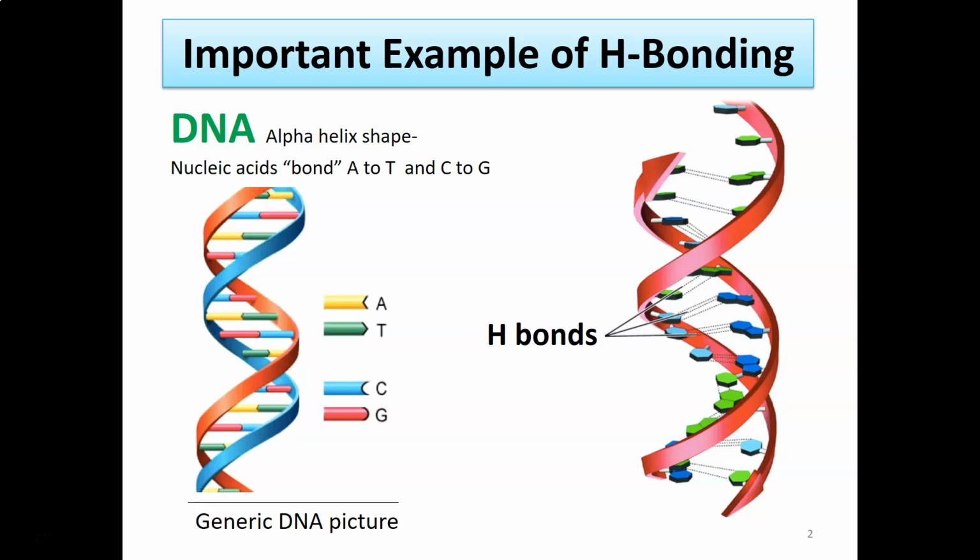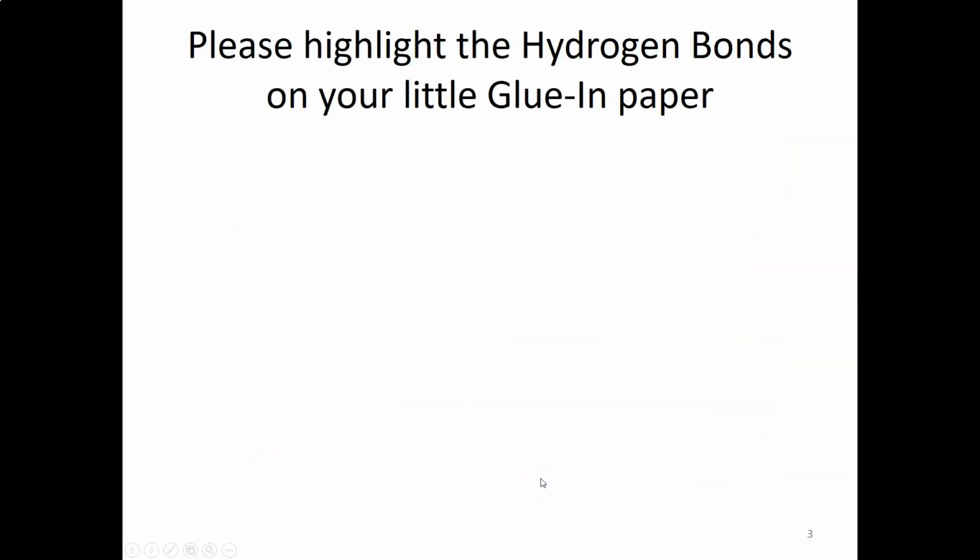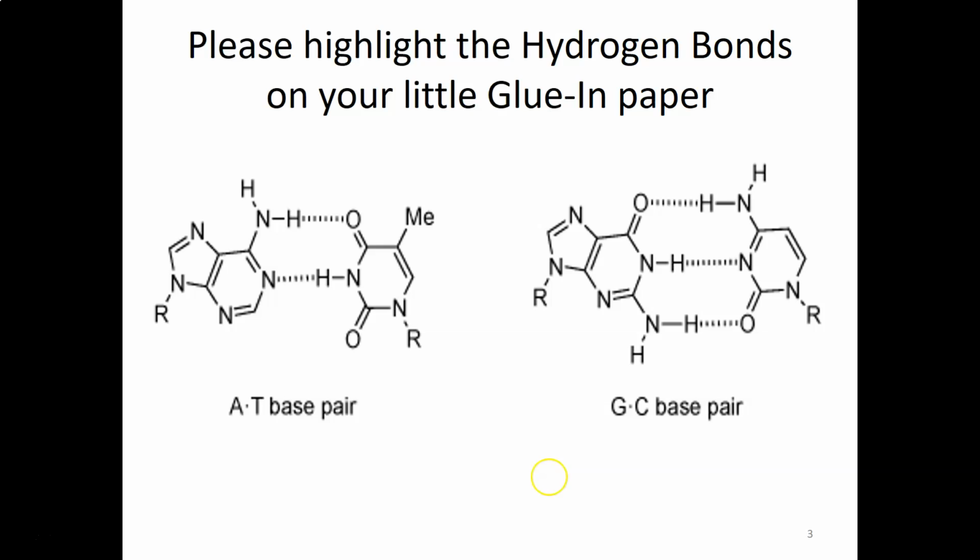You should have a small little glue-in for your notes that shows you the base pairs. Sometimes in your biology class, they don't show you what these actual base pairs look like. So I'm going to show you the important parts of this base pair. So here's the A and T pair, and here's the G and C pair. You may notice over here there's an R, and there's an R, right? Here's another R and another R. That's where they're connecting to the rest of the DNA. That's where they connect to that backbone. So we're just interested in the main portion here of the base pair.